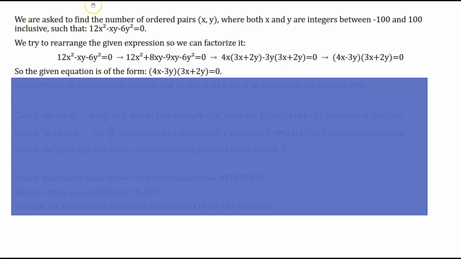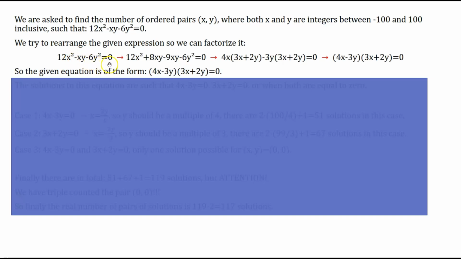So we are asked to find the numbers x, y, both integers between -100 and 100 inclusive, such that 12x squared minus xy minus 6y squared is equal to 0. Of course, the first thing we should do is to try and rearrange this expression in order for it to be simpler to find the solutions and to count the pairs of solutions. So we try to rearrange the given expression so we can factorize it.